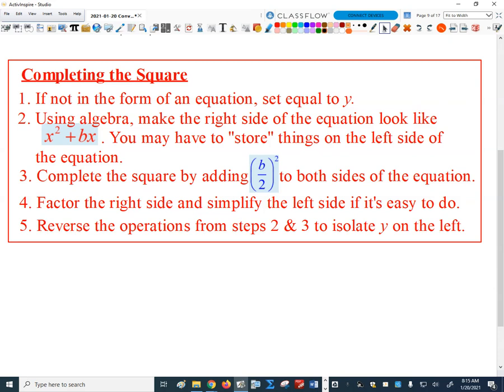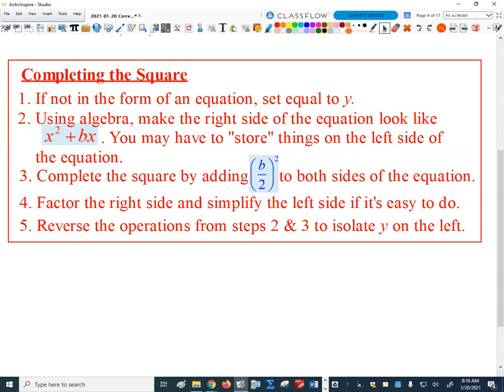So the steps, once again: if it's not in the form of an equation, we want to set this equal to y, first of all, okay? Now ours are going to be in the form of equations because we're talking about f of x equals a function, right? We'll replace the f of x with a y just to make things look simpler. So using algebra, we want to make the right side of the equation, and it could be the left, it doesn't matter which one, look like x squared plus bx.